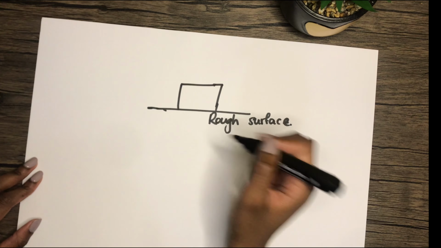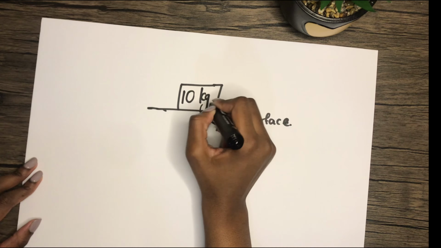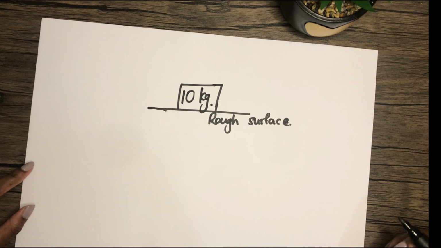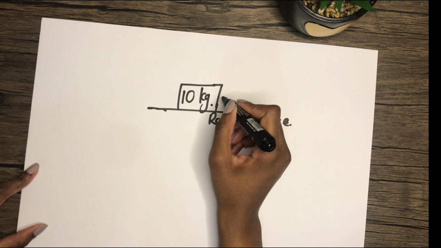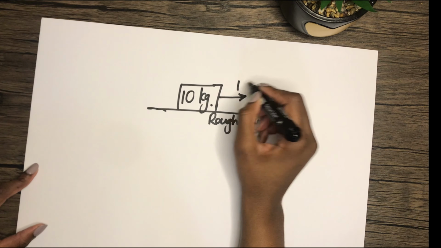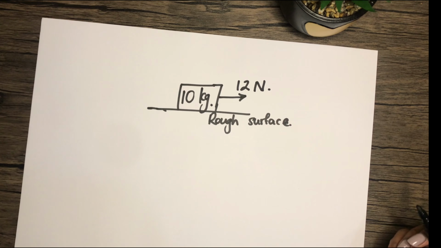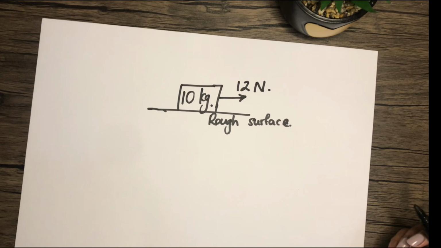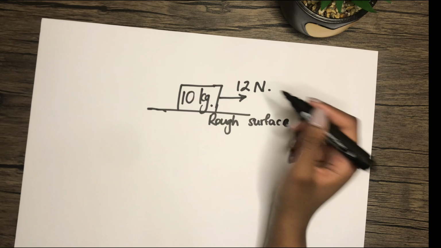So if I have a certain object on a rough surface, let's say they give the object a mass of 10 kg, and they say it's on a rough surface, and a force of 12 newtons is applied on the object, right? And then this force does not cause the object to move.